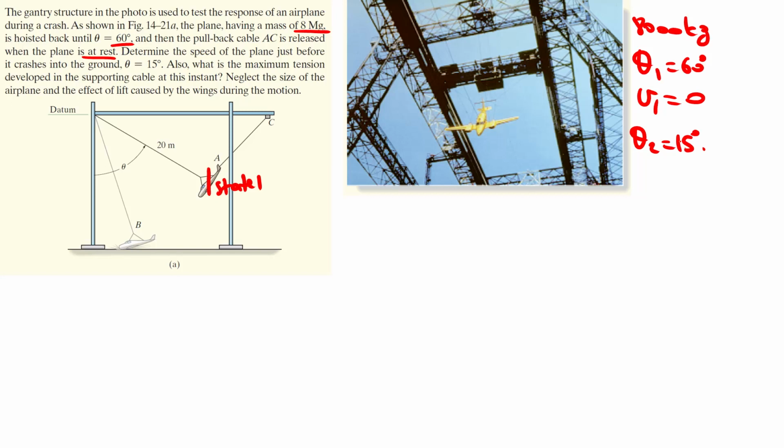What is the maximum tension developed in the supporting cable at this instant? Okay, so the question is what is the tension? And this is the datum given in the question. So what it means is that we need to take our y coordinate this way. So this is the problem. If you take y coordinate from here, the problem would be much easier. But anyway, we will take the y coordinate from the datum.